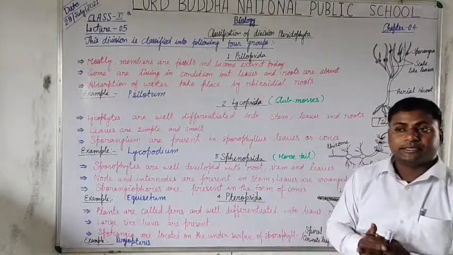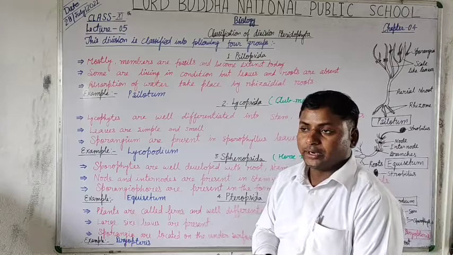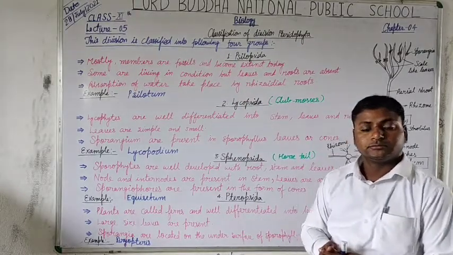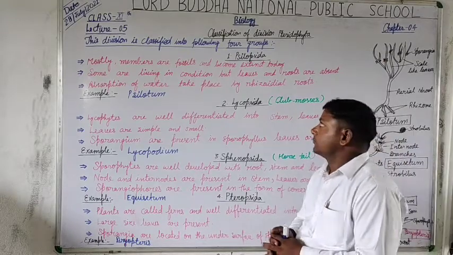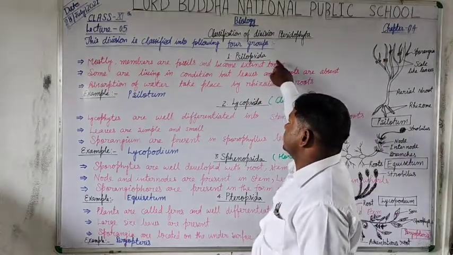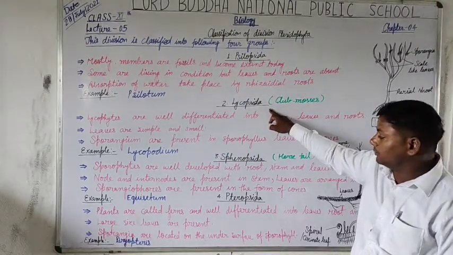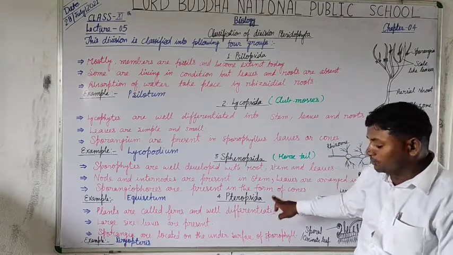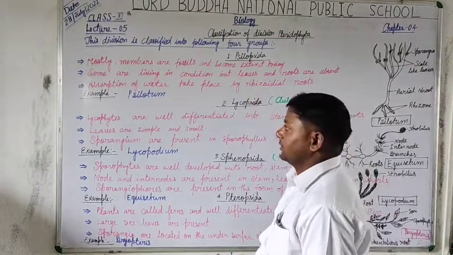Students, the division Pteridophyta is divided into the following 4 groups. As all of you very well know, these are Psilopsida or Psilophyta, Lycopsida or Lycophyta, Sphenopsida or Sphenophyta, and Pteridopsida or Pteridophyta. Now, Psilopsida.